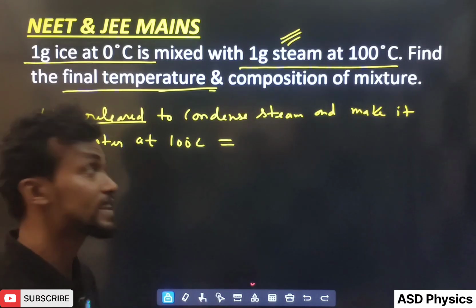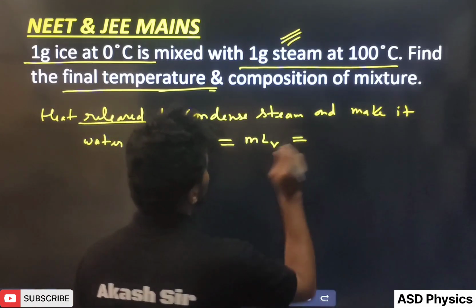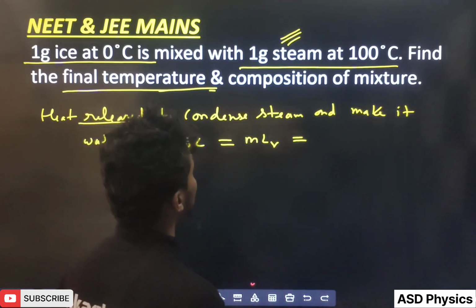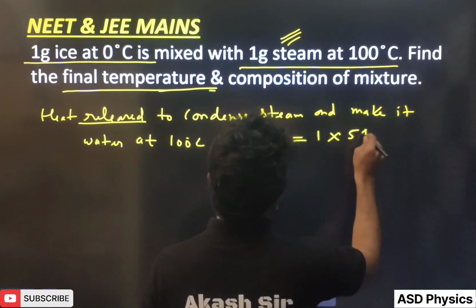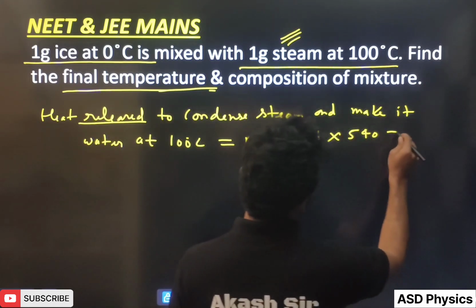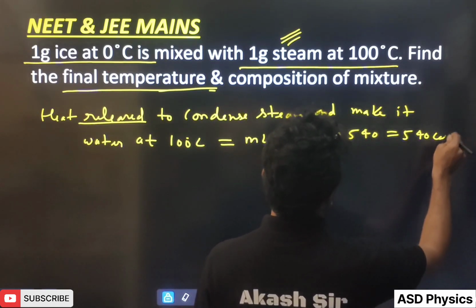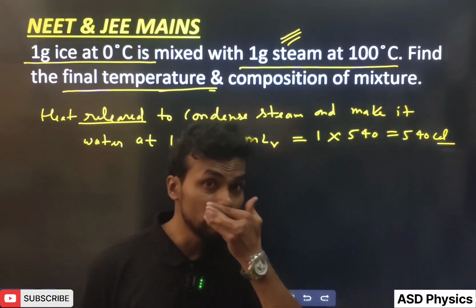That means here what is the latent heat of vaporization? Formula: M into LV. So M is 1. Latent heat of vaporization is 540 calorie per gram. This is gram, so calorie per gram, it will come 540 calorie. That means when the steam becomes water at 100 degrees Celsius, this much heat will be released.